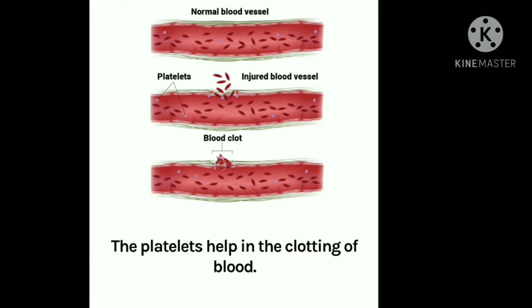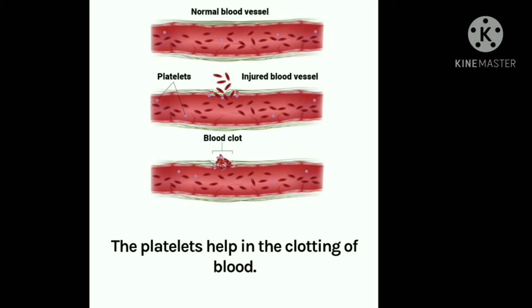Now we will see about the platelets. You are aware the platelets help in the clotting of the blood. As you are able to see in the diagram, this is a normal blood vessel. If because of injury this blood vessel gets ruptured and blood is coming out, what do the platelets do? The platelets make the blood clot, by which they stop the blood from coming out of this cut.